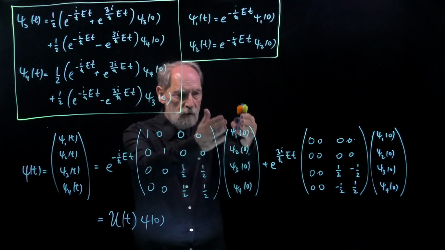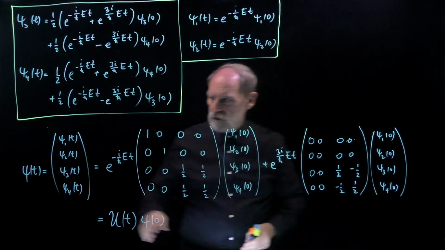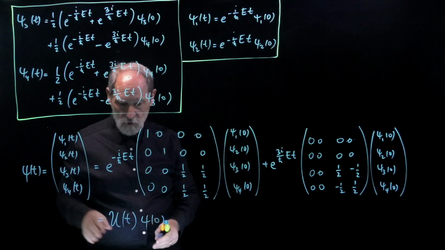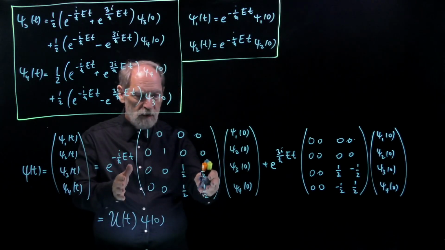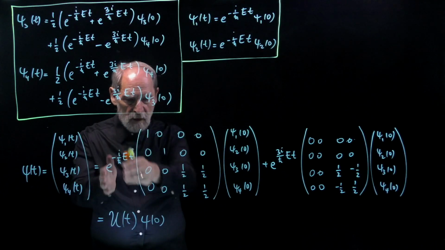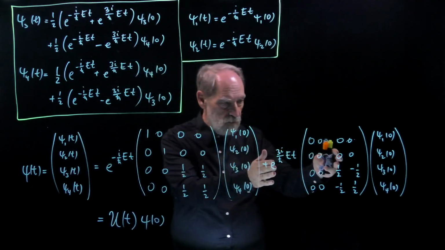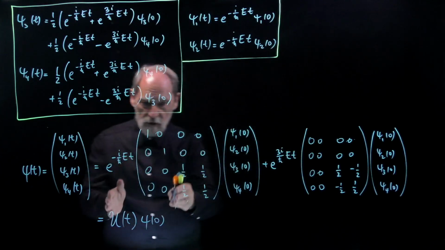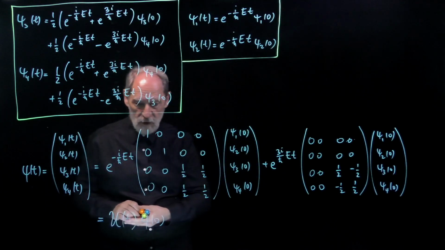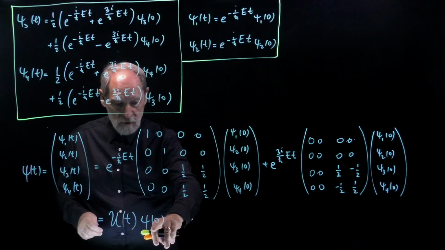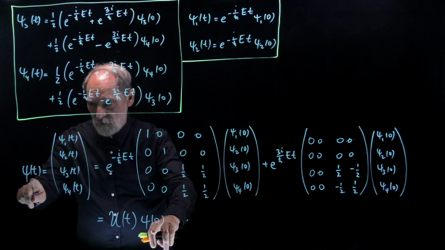So these columns that appear here are just the psi of 0, multiplied by the sum of the two matrices that make up these pieces here. Together that's a unitary matrix that takes us from psi 0, the wave function at 0, to the wave function at t.